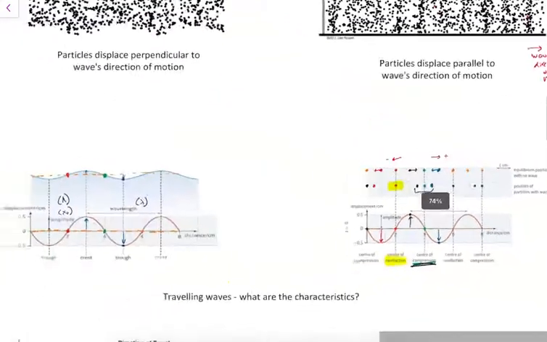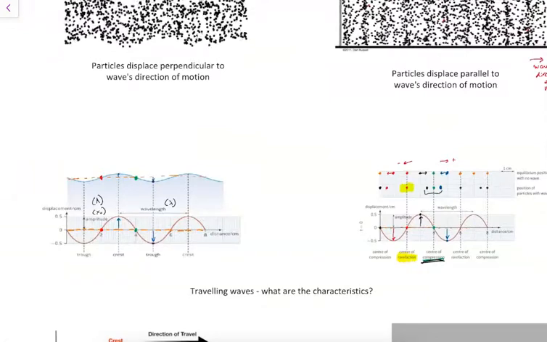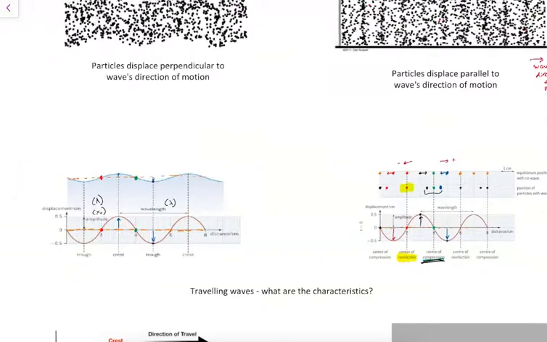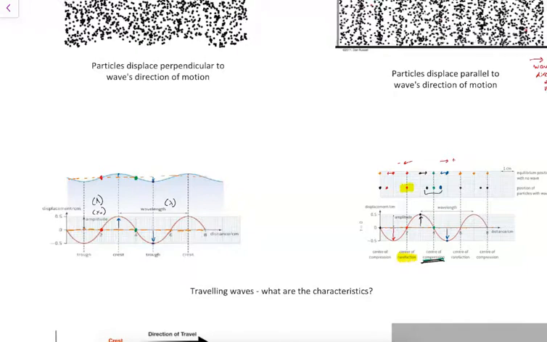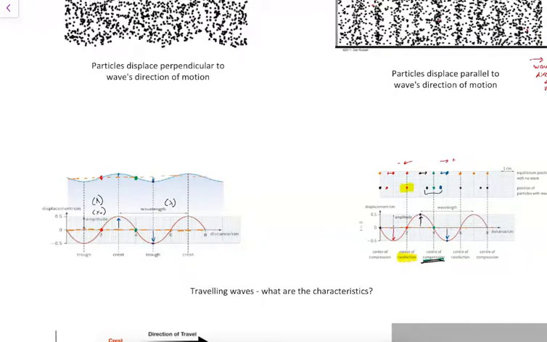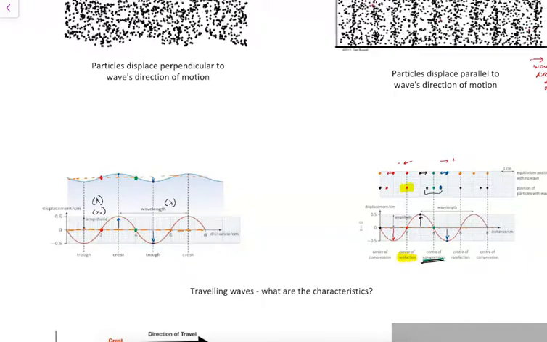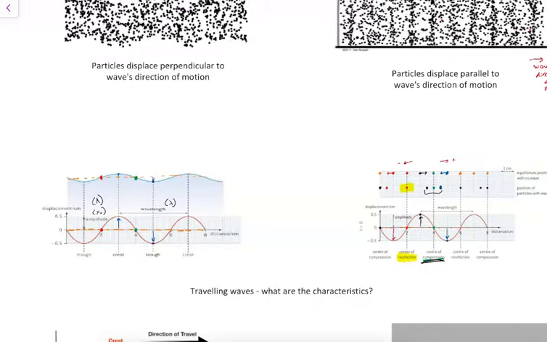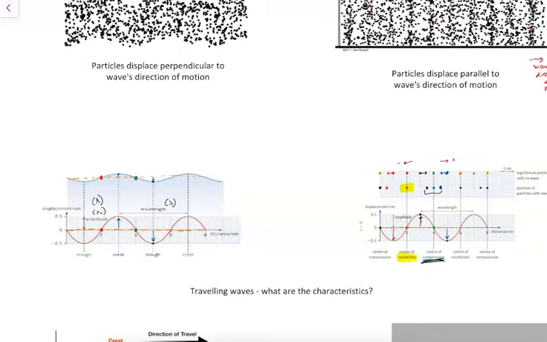Okay, so those are the ways that we draw graphs about transverse and longitudinal waves. On a graph, they look the same, but in reality, the particles are either moving perpendicular to the direction of motion or parallel to the direction of motion in the positive or negative direction.